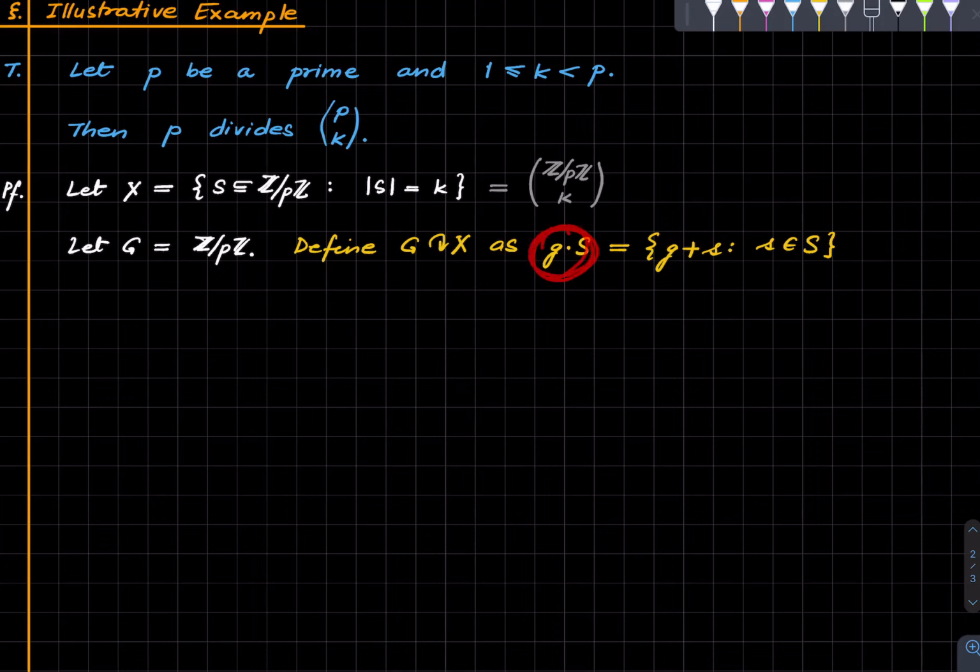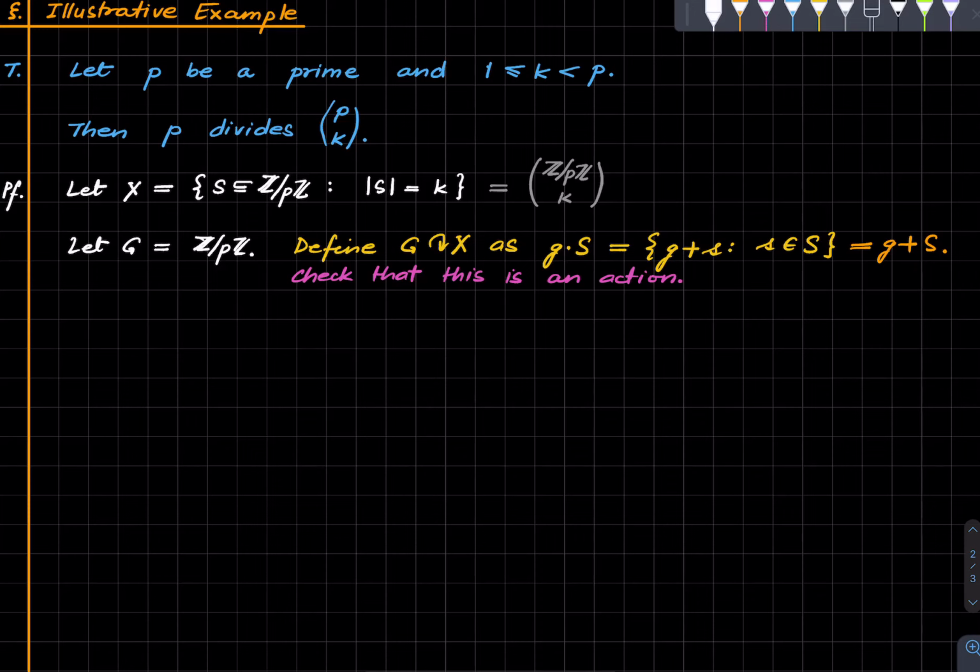One may also write this as g plus S. That's a better notation, but let's just stick to it maybe. Let me write this also as g plus S. Maybe I will slip and use this. The difference is purely notational. Okay, so this is an action. Check that this is an action. Just check the axioms, very simple.